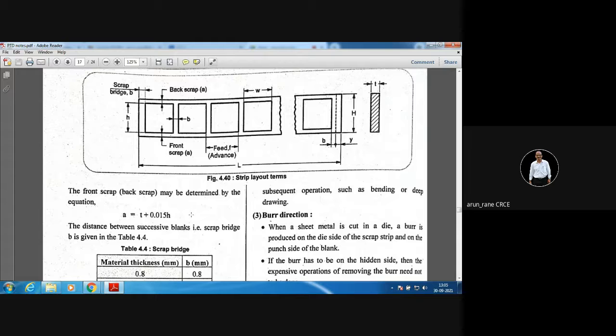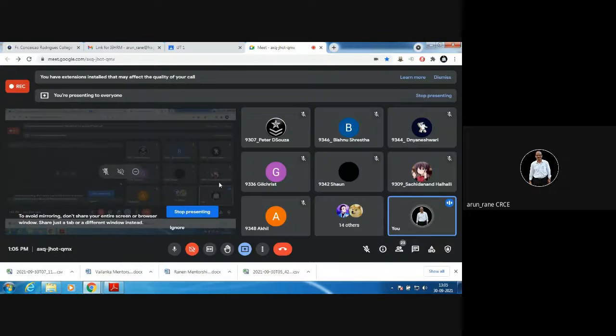Can anybody tell me? What will be the number of components that can be produced if the pitch is 50 and the length is 1998? Anyone? Please feel free to interact. I am here to help you, not to bother you.